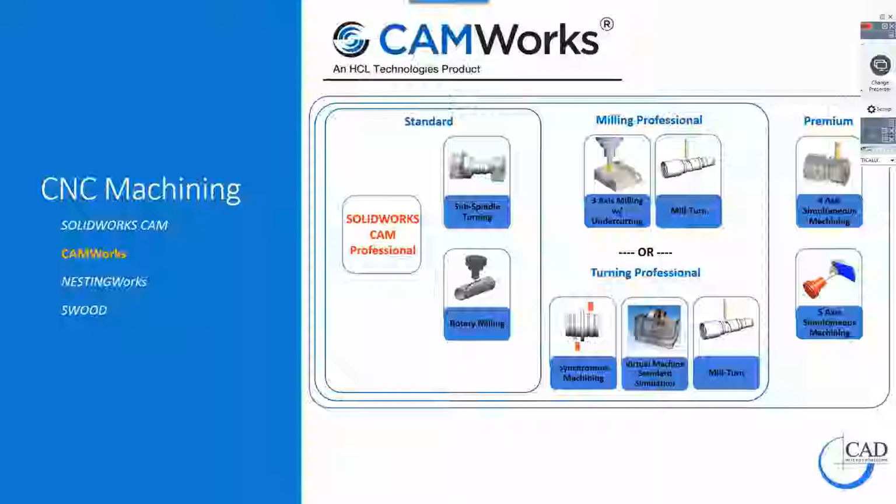So with the SolidWorks CAM Professional, you do get the indexing 4 and 5-axis. However, if you are looking to machine simultaneously, so moving all of those axes at one time, that's where you would get into the premium.